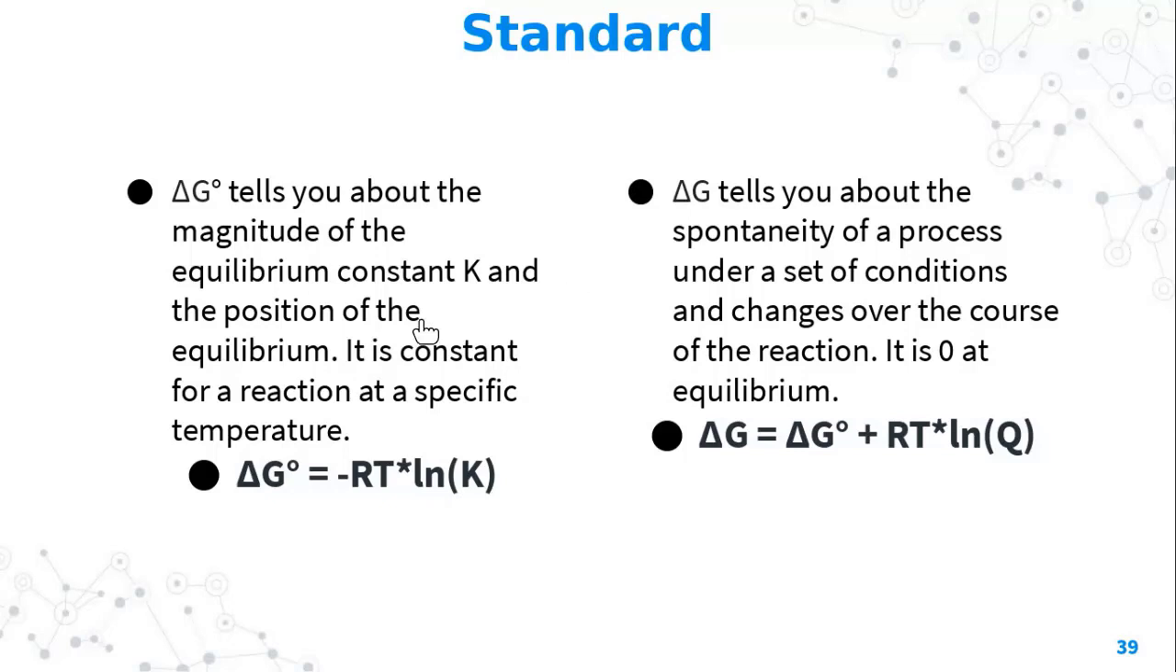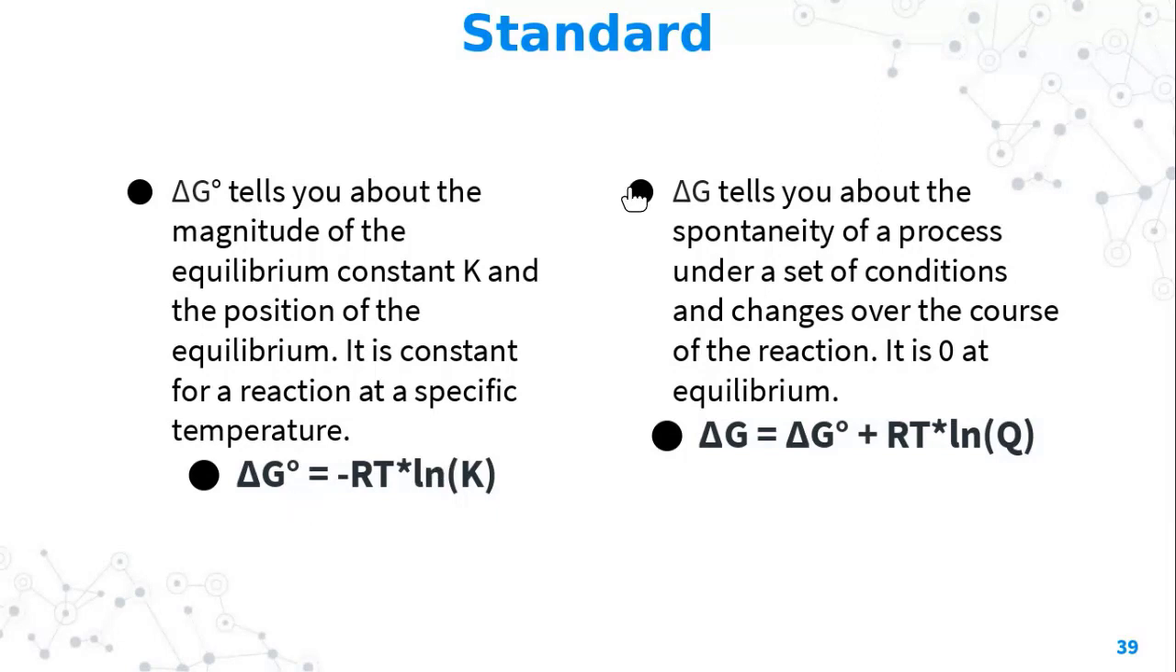All right, so we talked about delta G here. Delta G will give you the magnitude of the K value and the position of your equilibrium, whether the reaction is more product favored or reactant favored, basically. And it'll be at a specific temperature, so that's what the T is for. The temperature will be in Kelvin, so you want to have temperature in Kelvin.